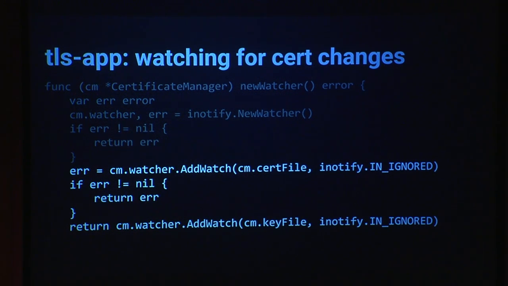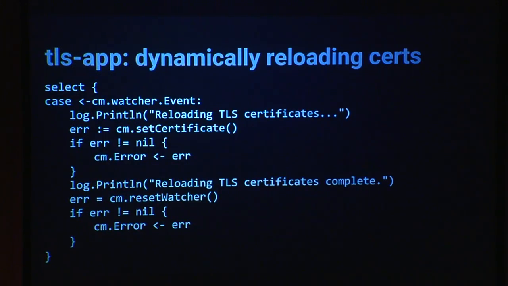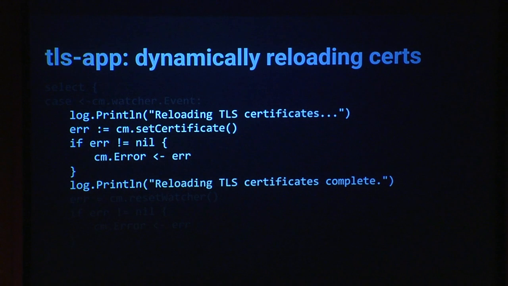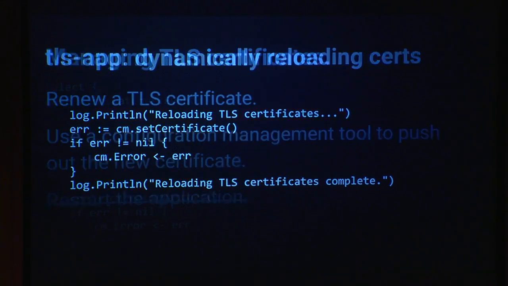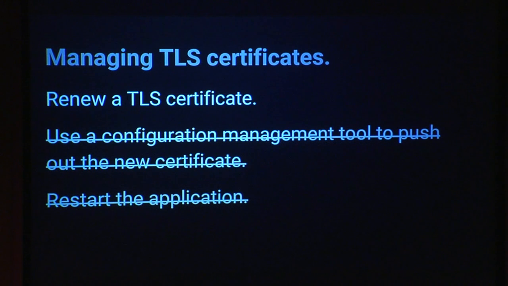Sweet. All I have to do is just update the bits on disk. Once the bits are updated on disk, I can watch for those changes. So the minute those bits on disk change, I'll just reload them if they're valid certificates, and then swap out the in-memory representation of those certificates so the next TLS handshake gets a new cert. No one has to restart anything, okay? So that sets the foundation for getting rid of some of this stuff, right?